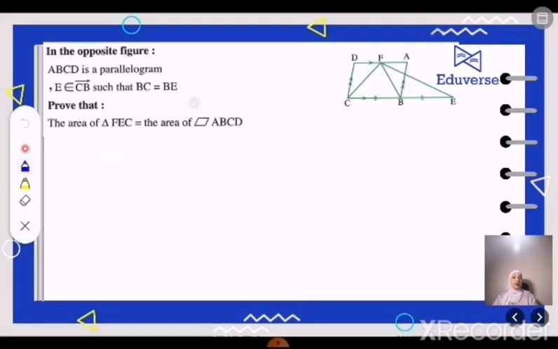First of all, we have ABCD is a parallelogram. E belongs to the ray CB such that we have BC equals BE. We need to prove that the area of the triangle FEC, which is all this big triangle here, equals the area of the parallelogram ABCD. Okay, first of all, I will start saying that since ABCD, I'm explaining this so you can remember how to write a proof about this exercise. ABCD is a parallelogram.